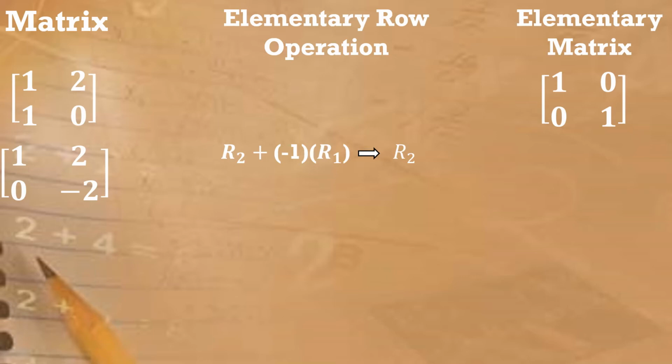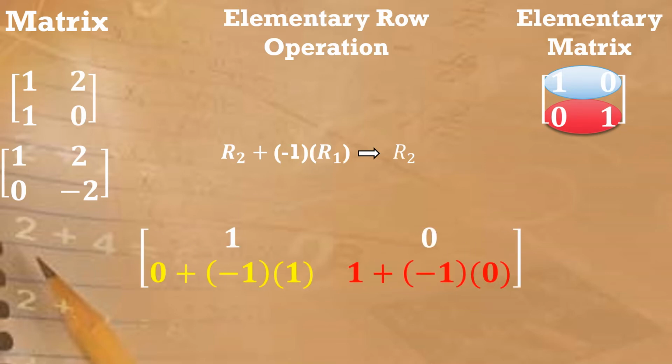Next, we will find the first elementary matrix using the same elementary row operation that we used. So this is our row 1 and this is our row 2. So 0 plus negative 1 multiplied by 1, and 1 plus negative 1 multiplied by 0, equals negative 1, 1, with our newly formed row 2. So this is our first elementary matrix.